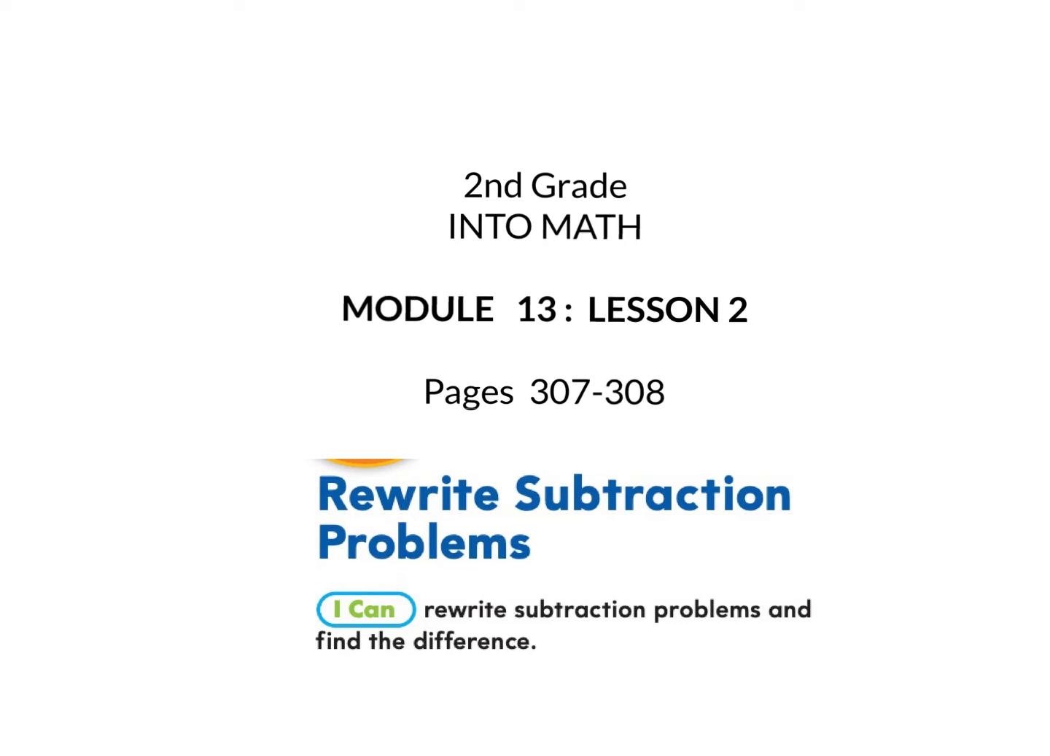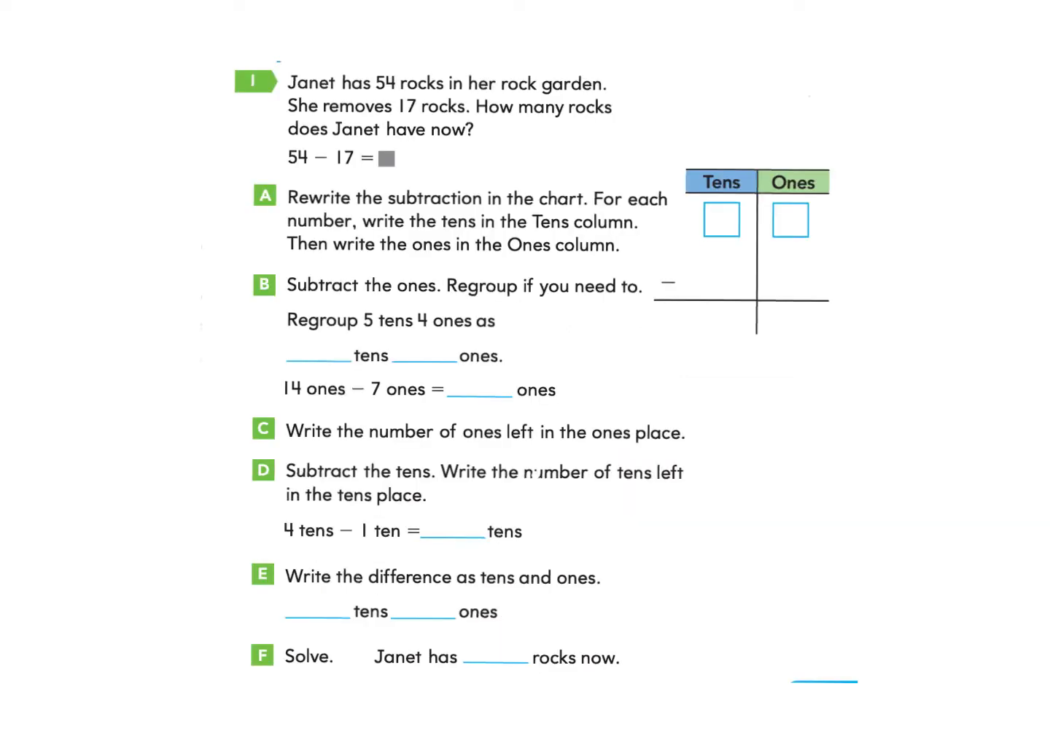This is Into Math, 2nd grade, Module 13, Lesson 2. We are going to start at page 307, and our goal for this lesson is to rewrite subtraction problems. I can rewrite subtraction problems and find the difference. So please gather your workbook and a pencil and turn to page 307. We will start under Step It Out, Part 1.